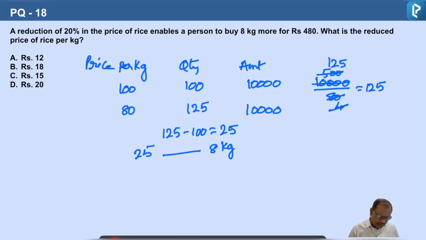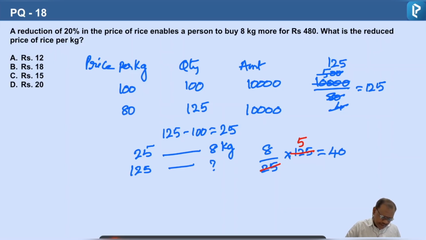Now we have to find out what 125 is equivalent to. So that is 8 by 25 into 125. So that is 25 fives, 8 fives 40. So the person is buying 40 bags of rice.